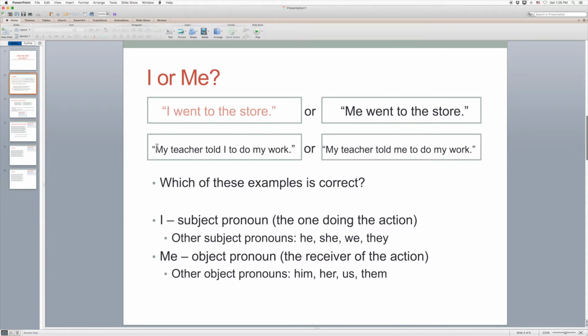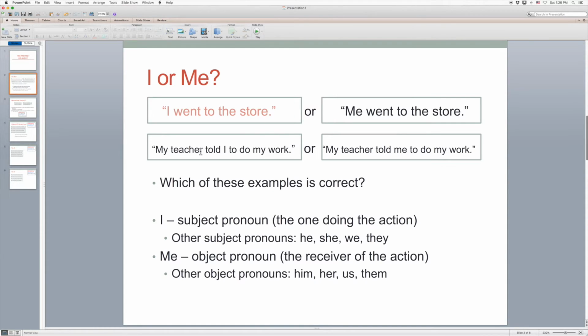Let's take a look at the second example. My teacher told I to do my work, or my teacher told me to do my work. Okay, so first things first, let's figure out what is the verb. In this case, told is the verb, the action. Now, are you doing this action or are you receiving the action?